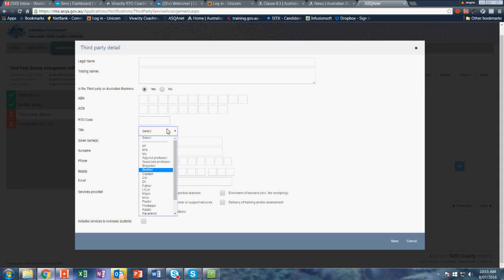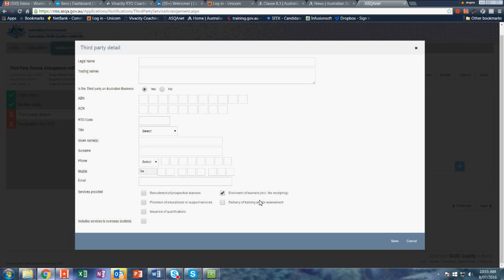The name, the contact person, I would recommend the CEO or the managing director or one of the directors of that organisation is who you should enter here. Put in their name, their contact details, email address, and what services will they be providing. If they're a recruitment company, what will they be doing? If they will be doing the recruitment of prospective learners, or that they will be enrolling students on your behalf and that they'll be collecting the fees on behalf of your RTO for that.